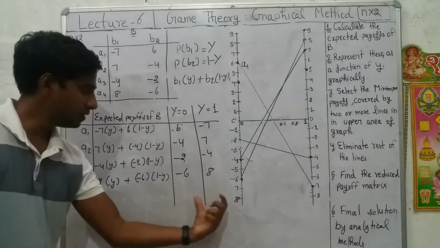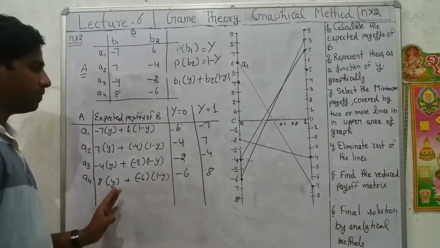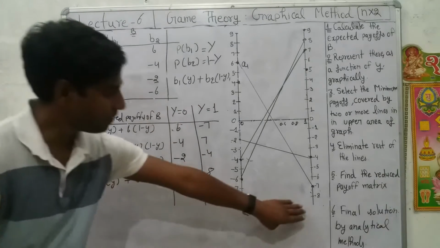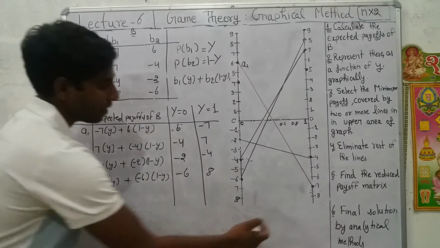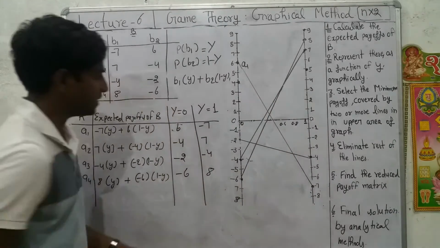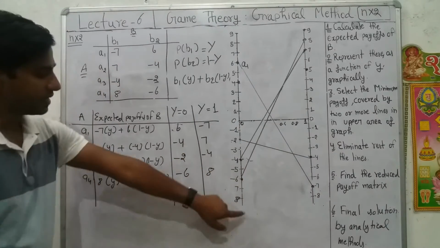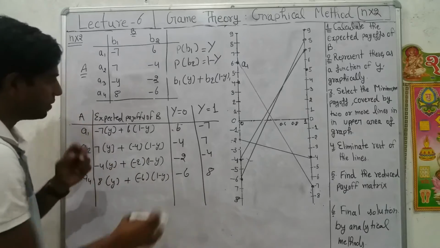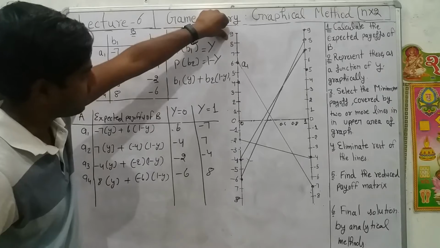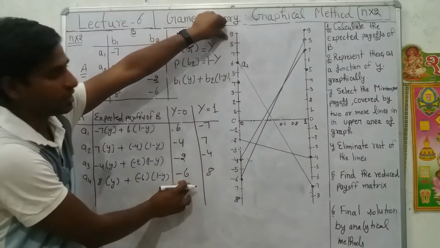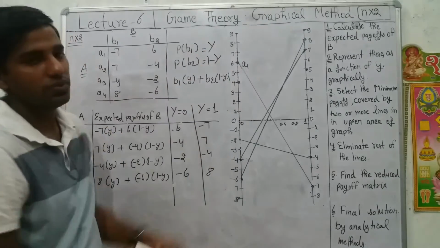After calculating all these expected payoffs, now we need to represent these expected payoffs graphically, and for that purpose we need to draw two vertical lines, out of which one line would represent all the payoffs when Y is equal to 1, and the second line would show all the payoffs when Y is equal to 0. So on this line we would represent all the payoff values when Y is equal to 0, and on this line we would represent all the values when Y is equal to 1.